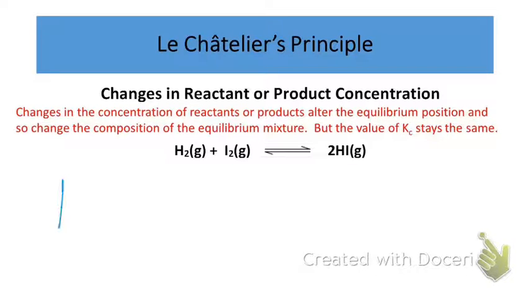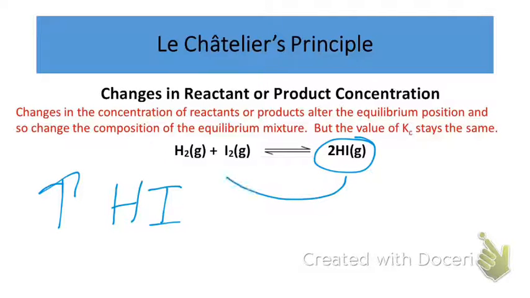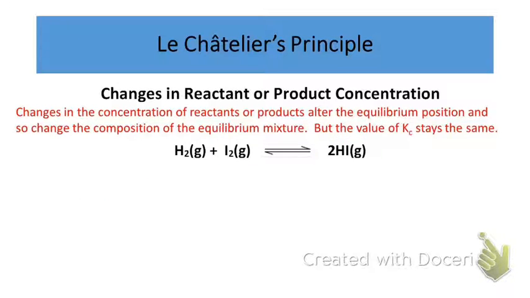So let's say we add more HI to an equilibrium state. Well, according to Le Chatelier, we want to counteract that, so we need to get rid of the HI. So to get rid of the HI, it's got to speed up the reverse reaction, and therefore it will shift the equilibrium position to the left to create more reactant. Okay? So that's basically the adjustments that will take place by the system when we add either reactant or product.